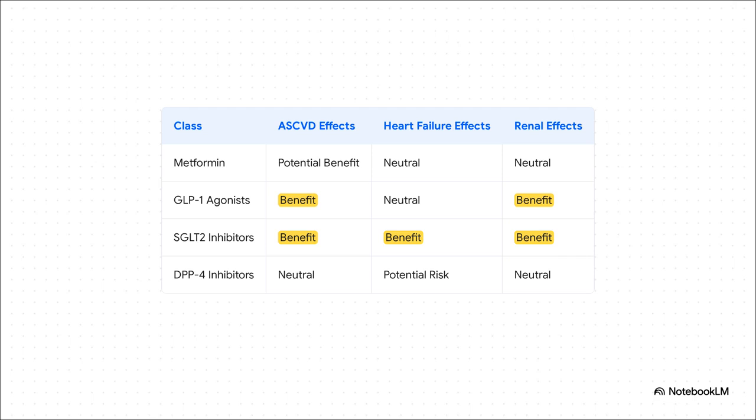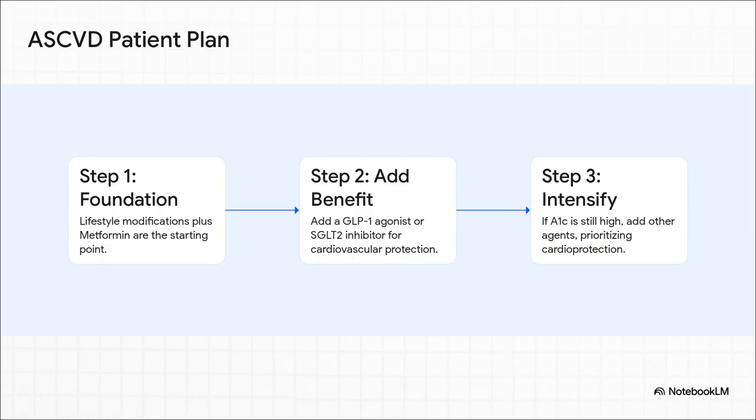And you want to know the best part? They do all this incredible work with a very, very low risk of causing hypoglycemia, which is a huge advantage over older meds. So what does this actually look like in clinic for, say, a high-risk patient with known heart disease? Well, the foundation is always going to be lifestyle changes and metformin.